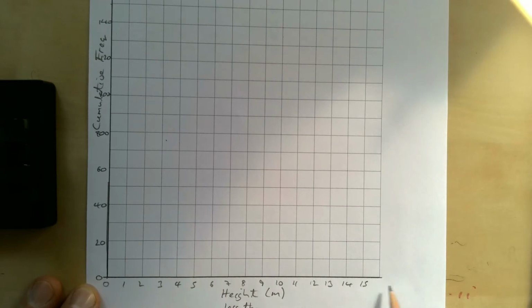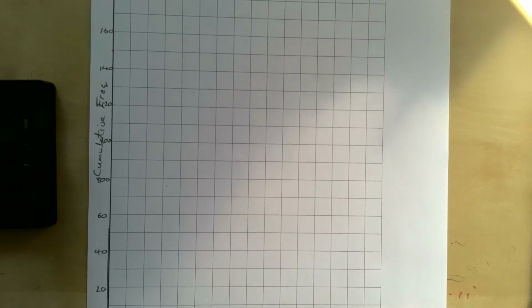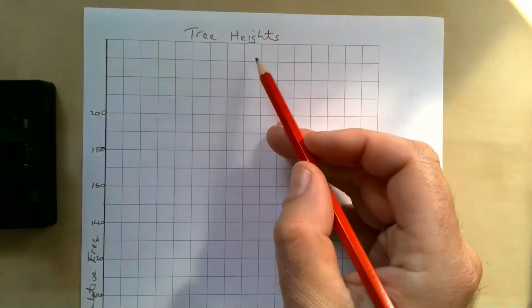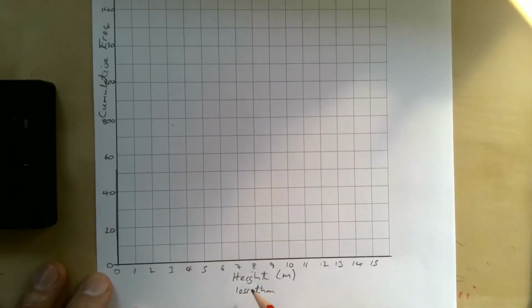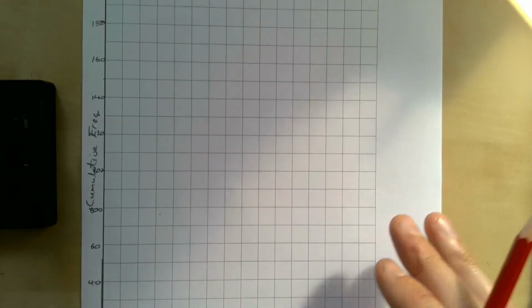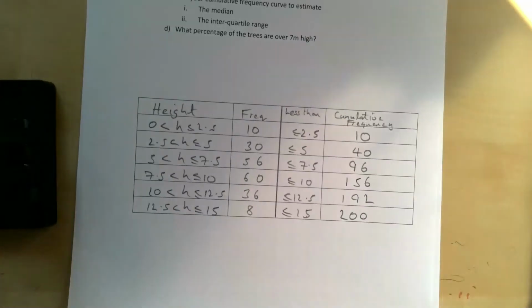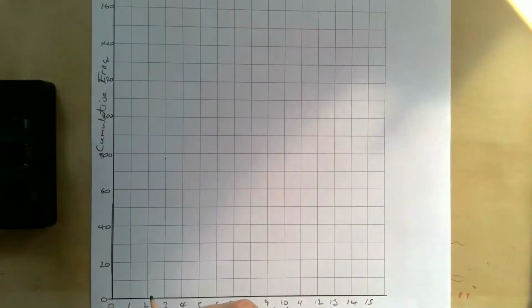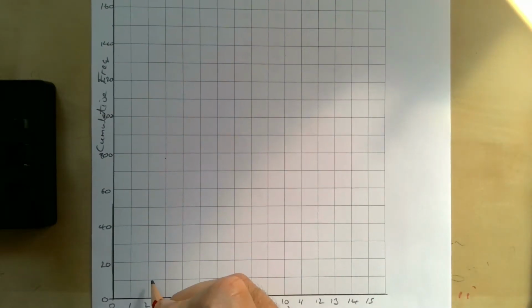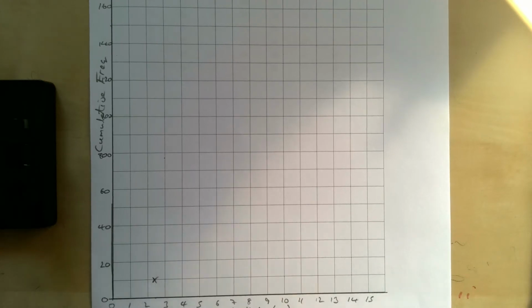Going along the bottom we have 16 squares, so I've done one for each meter of height. So that's us. I have everything in. I have my title in, I have my two scales in, and I have my labels in as well. Notice the bottom says height in meters and it's less than. So there's where we are. Let's plot our first point. It should be less than 2.5 and it should then be at 10. 2.5 annoyingly is going to be here, but that's okay. And 10. Our next one is less than 5 and 40.